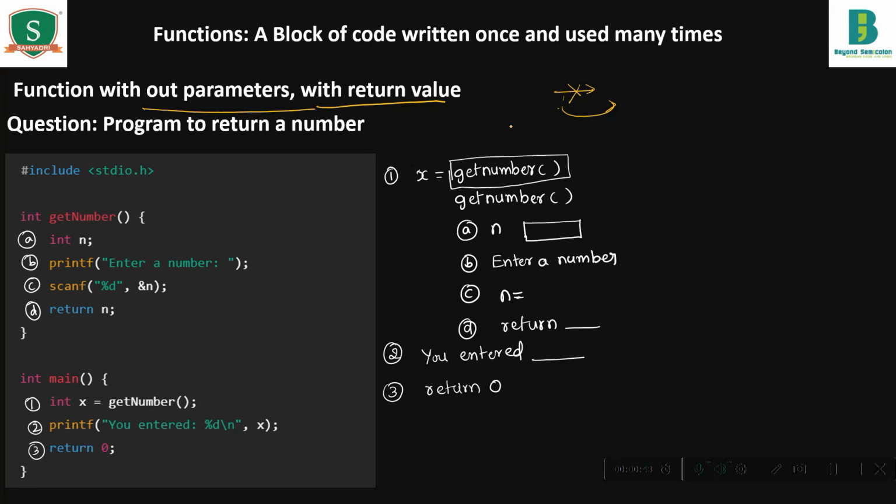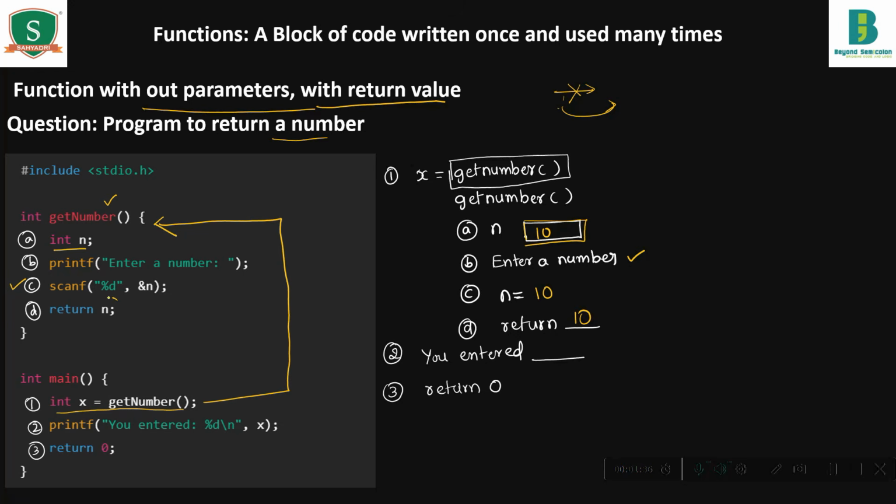Our first program is the simplest one: a function which reads a number and then returns the number to main. Let us trace this program. What is happening here? The first statement, x is equal to get number. Here we are calling the function get number. After the first statement gets executed, it goes to the get number function. In the get number function, the first statement prints "enter the number". Now, for example, if the user enters the number 10, that is n is equal to 10, then the statement return n.